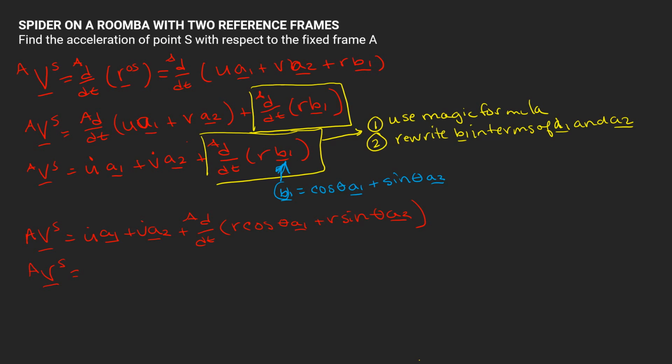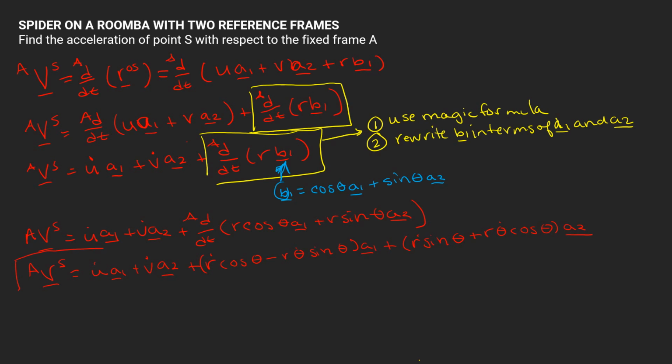So we have, just writing this out again, U dot A1 plus V dot A2 plus R dot cosine theta minus R theta dot sine theta A1 plus R dot sine theta plus R theta dot cosine theta A2.